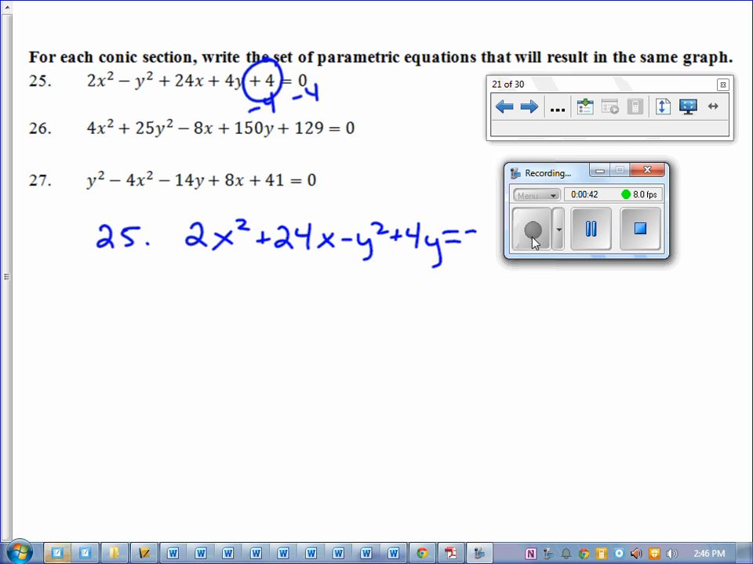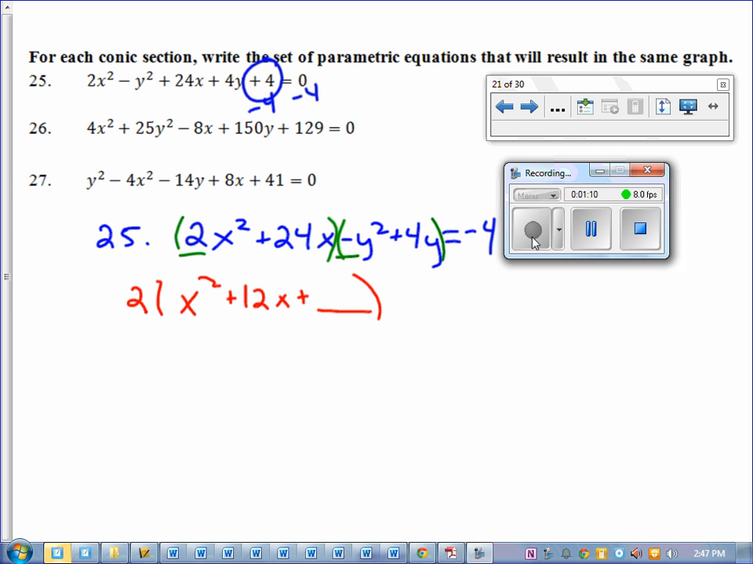So this whole thing will equal 0 minus 4, negative 4. And we're going to group the x and the y terms together with parentheses. Take that negative with the y. In order to complete the square, we need the coefficients of the squared term to be positive 1. So we need to factor out that coefficient. So factoring out a 2 from the x terms, we have 2 times x squared plus 12x. I'm going to leave a blank to complete the square.